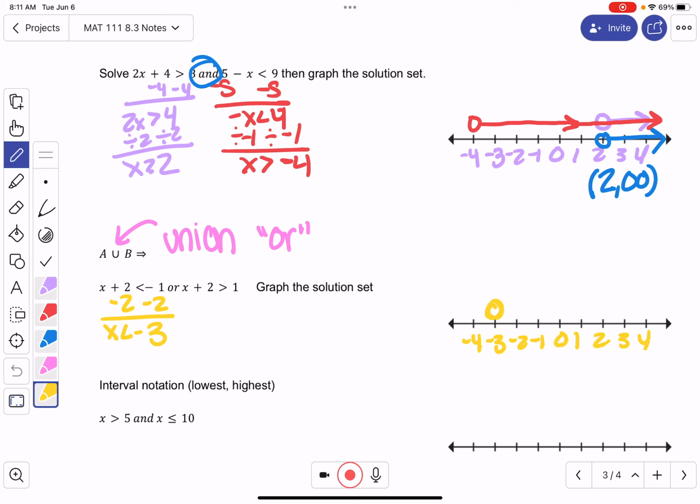So I would do an open circle this way. And then here we would subtract 2 from both sides, and we would get x is greater than -1. And because it's "or," it's either arrow. So the "or" graph would be both, because it could be either. It doesn't have to touch.